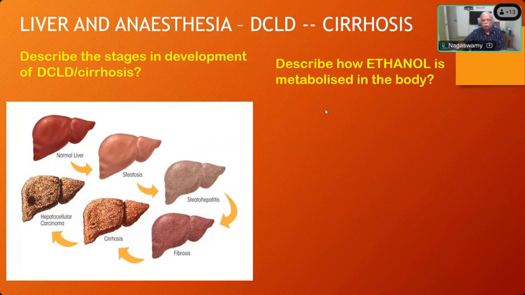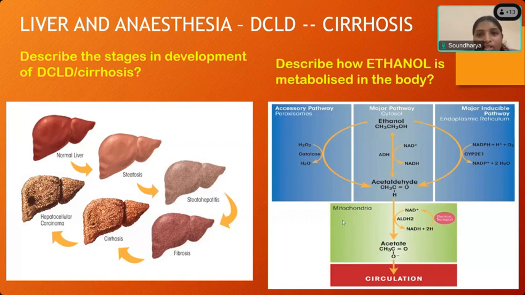Describe how ethanol is metabolized in the body and how it can cause liver damage. It occurs in cytosol and mitochondria pathways, sir. Ethanol is converted to acetaldehyde with the help of alcohol dehydrogenase enzyme, and then it enters into the mitochondria. That step occurs in cytosol, and the next is in mitochondria. Acetaldehyde is converted to acetate with the help of aldehyde dehydrogenase.